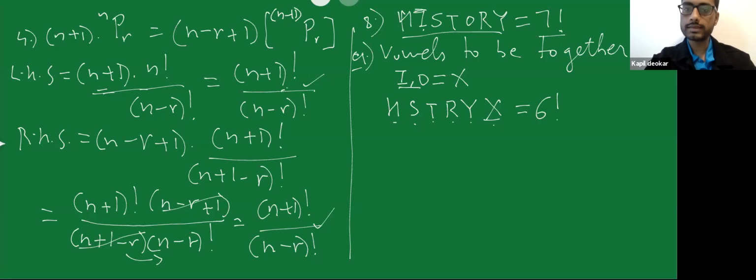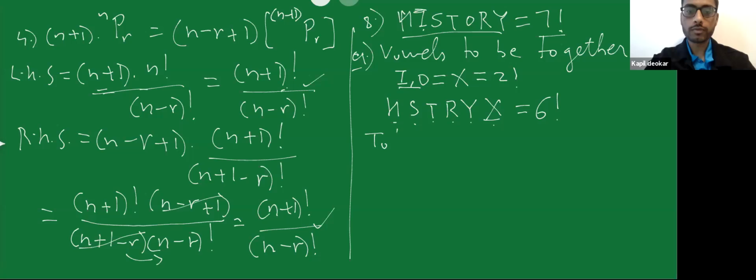In how many ways can 6 units be arranged? 6 units can be arranged in 6 factorial ways. But there were 2 vowels. So in how many ways can these 2 vowels be arranged? I can write I first, then O, or I can write O first and then I. So 2 vowels can be arranged in 2 factorial ways.